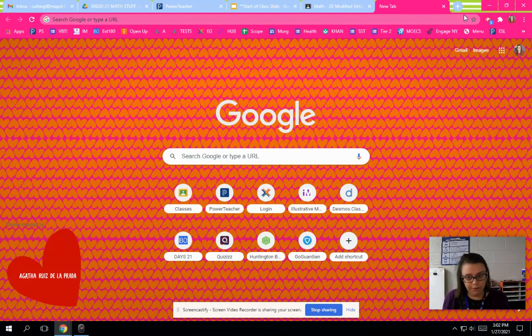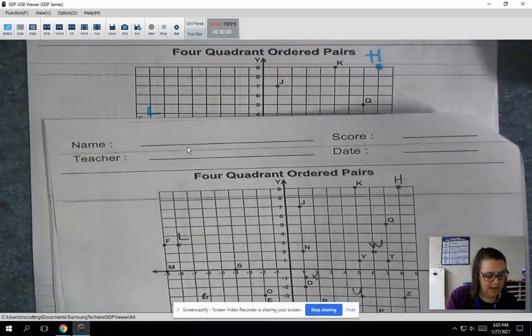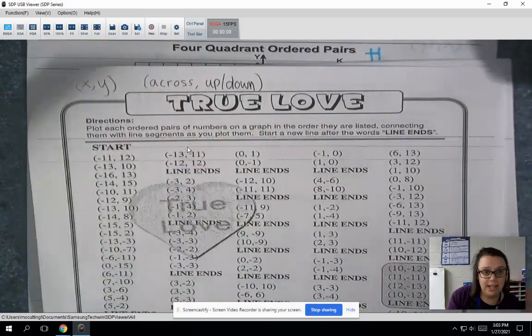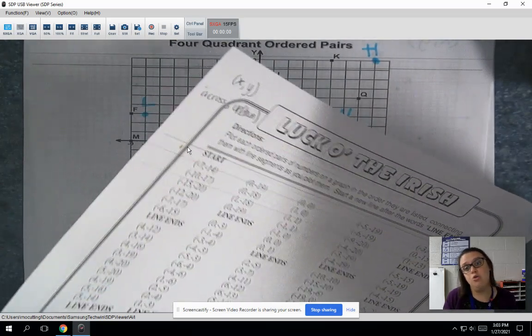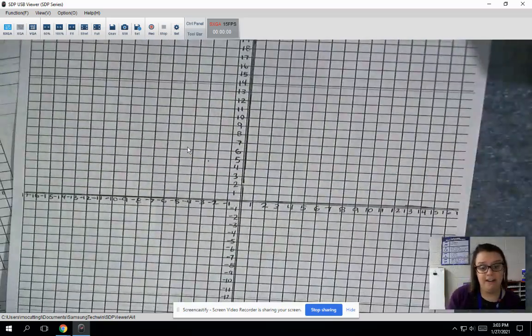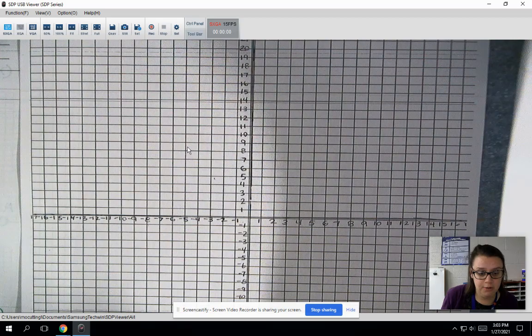So your remote learning for today/tomorrow is this video and one of the 2 graphs at the end of the packet. So after this page, there is a Valentine's graph that's called True Love, or a St. Patrick's Day graph, which is Luck o' the Irish. And I also gave you graph paper. So I am just going to attempt to help you get started. I'm going to do the True Love one, but it's up to you which one you want to do. We're going to work in pencil, okay? So that if we make an oopsie, we can erase.